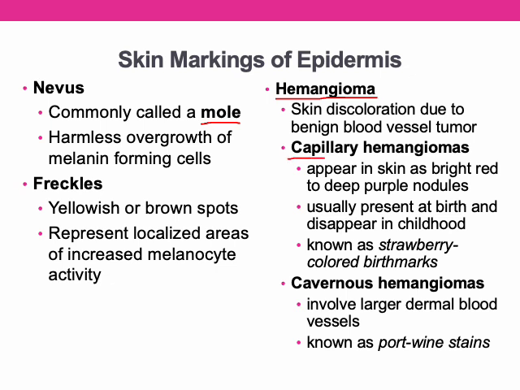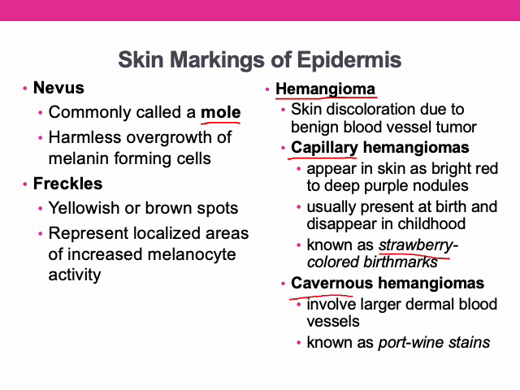There are two types of hemangiomas. The first one is capillary hemangiomas. They appear as nodules at birth, and they usually disappear one month after birth or a little later in childhood. They're also known as strawberry birthmarks.